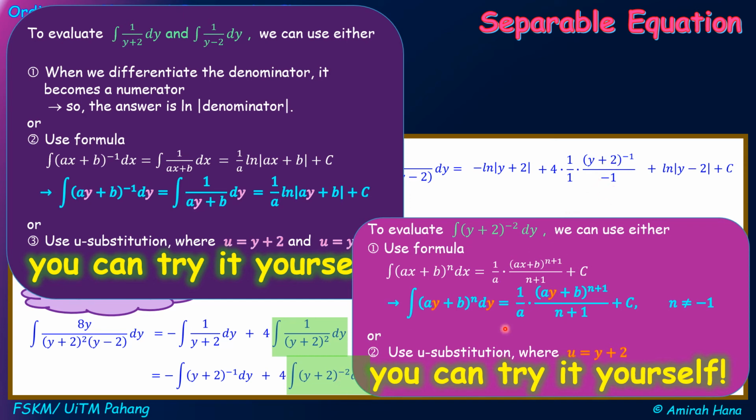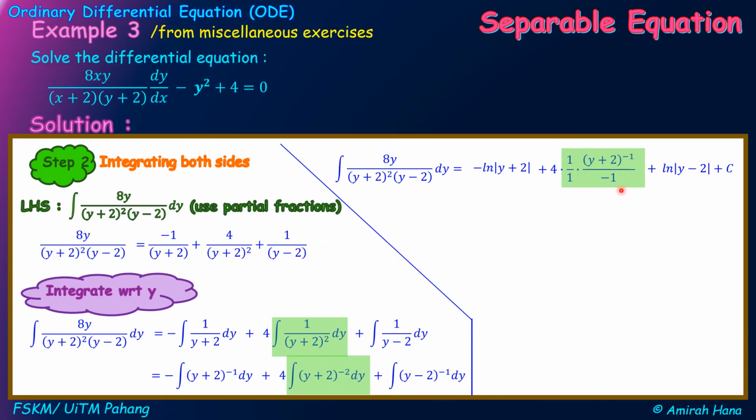Alright? Or we can use u substitution. Our u equals y plus 2. You can try it by yourself. So after we integrate y plus 2, to the power of negative 2 dx, we have this. Okay? And after that, we can simplify.